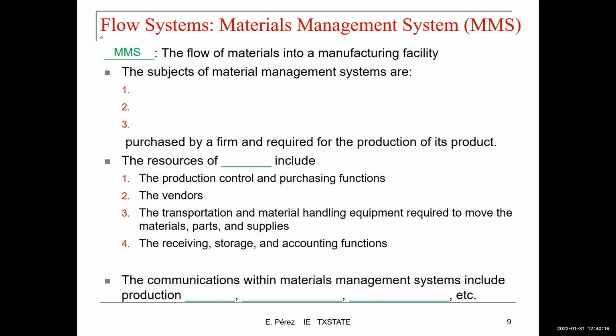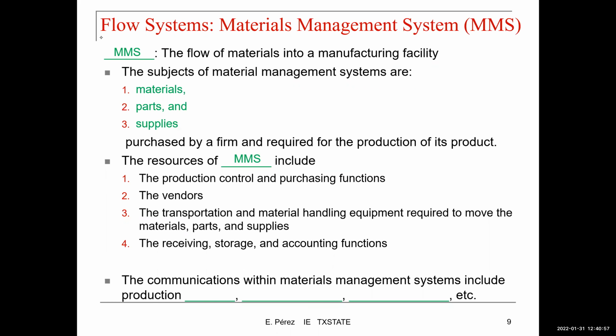The subjects of material management systems are materials, parts, and supplies. So this is like the supplies, again, that are needed for you to create your final product. These are purchased by a firm and required for the production of its product. So if you're looking at the cell phone as your final product, you might get different chips, boards, and so on. The screens, you might get all those from a supplier, and then you deliver or you put them together. You have the software piece and so on. So you put together a product to be delivered to your customer.